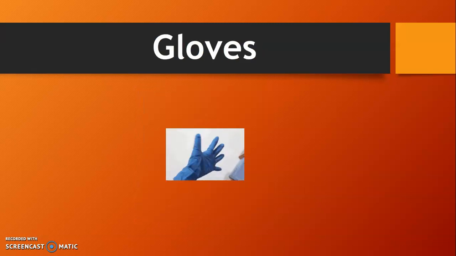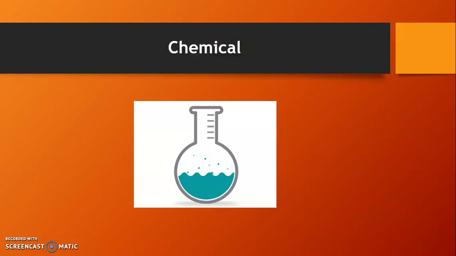So we have gloves, latex, plastic, rubber, whatever gloves, to protect our skin, our fingers, and to be safe from viruses or other substances that we can touch and can burn our skin, right? Chemical is another vocabulary word that you have to know. It is important, and we develop chemicals in laboratories.